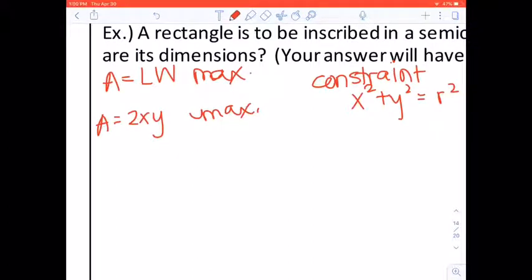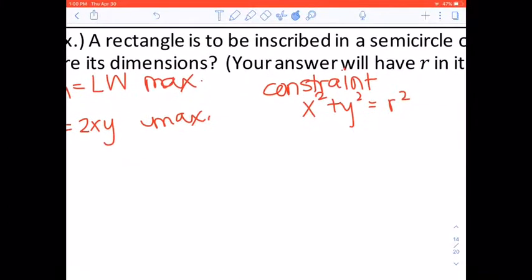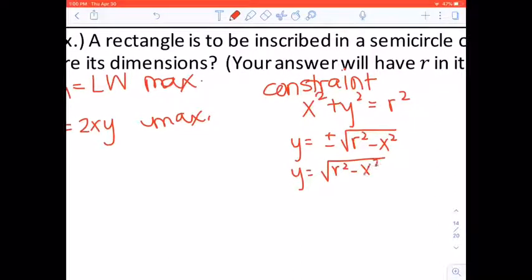So I need to eliminate one of the variables, and to do that I'm going to use my constraint equation, and I'm going to rewrite my constraint equation in terms of y. So we get y is equal to plus or minus the square root of r squared minus x squared. And again, we're only going to use the positive one because we're in the top semicircle. So the square root of r squared minus x squared. And I'm going to go ahead and substitute that in over here.